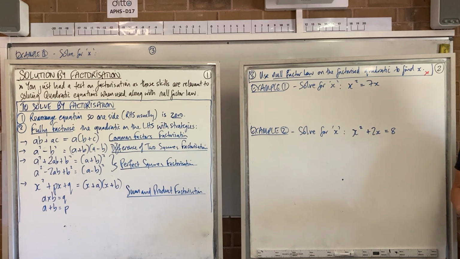So again, the 3 steps. Rearrange the equation so one side is 0, usually the right hand side. Step 2, factorize using any of the techniques you've been shown. We're not asking you to do anything different. And then step 3, null factor.